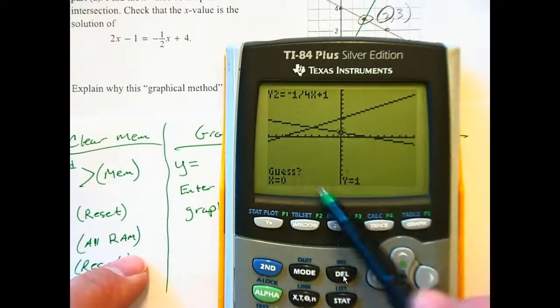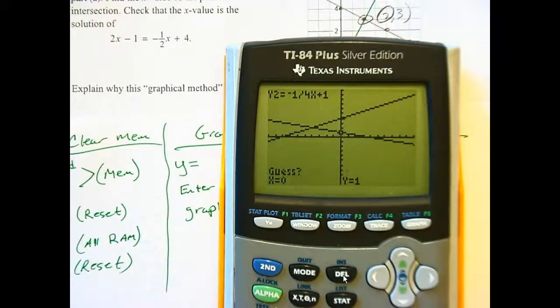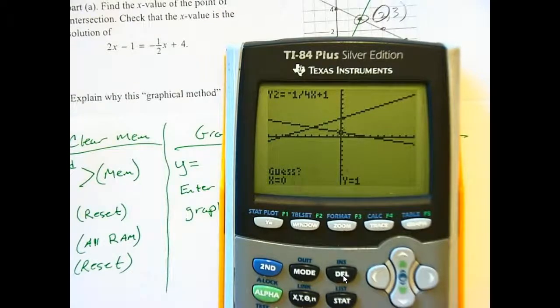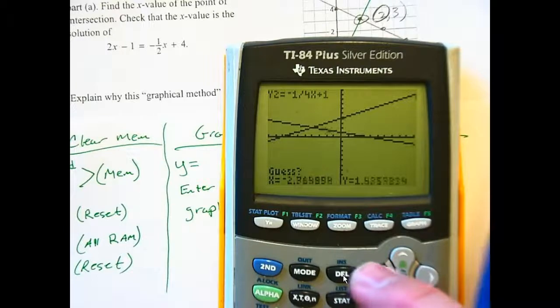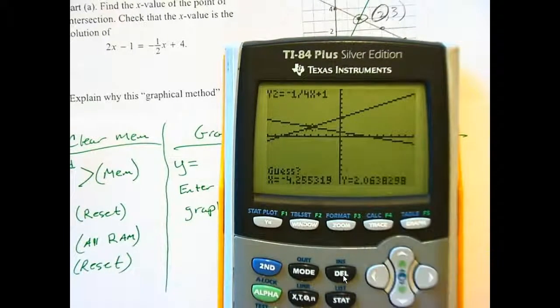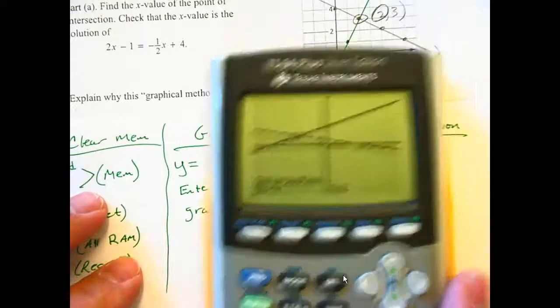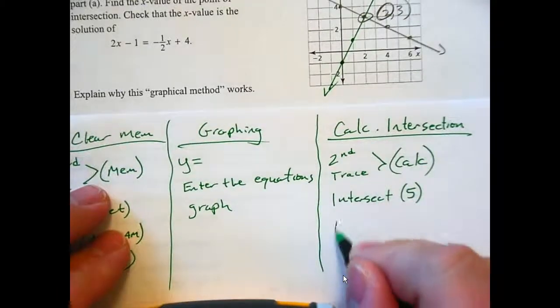And then it says guess, and the reason it says guess is because as you progress in math, you're going to have other graphs where you're going to have multiple points of intersection. In this one, we'd want that little cursor to go as close to that point of intersection as possible. So we just use our arrows, we hit enter, and it says x equals -4, y equals 2. So here you hit enter 3 times.